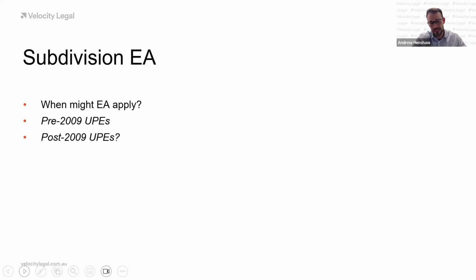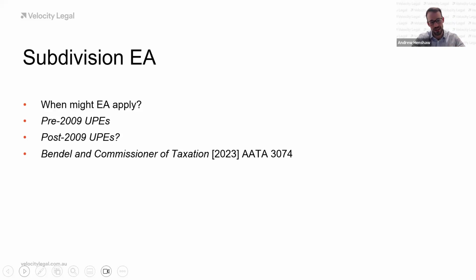If the taxpayers win in Bendel, it doesn't give carte blanche to just ignore Division 7A. So long as the UPE money stays in the trust, you won't have an EA issue. But as soon as the money goes out of the trust and there's a UPE there, you will have an issue under this section.